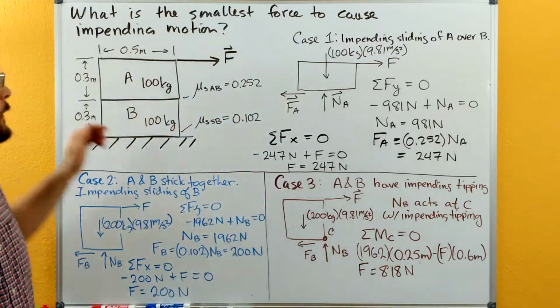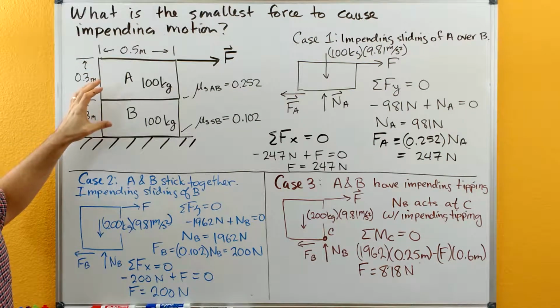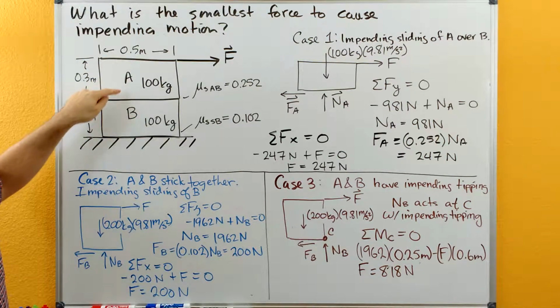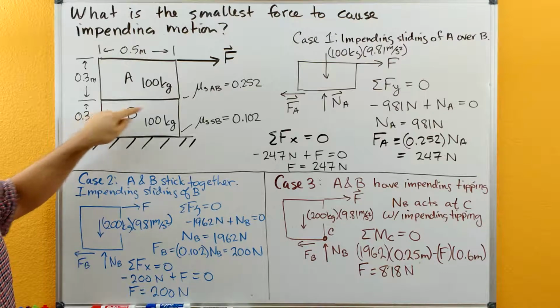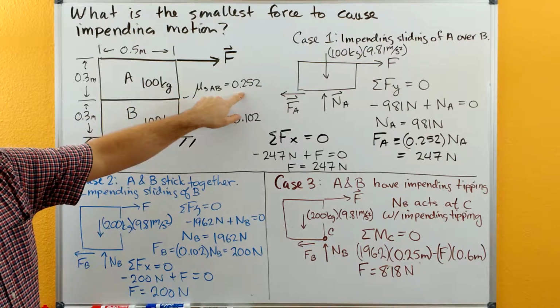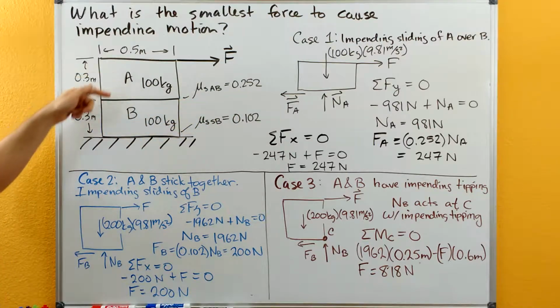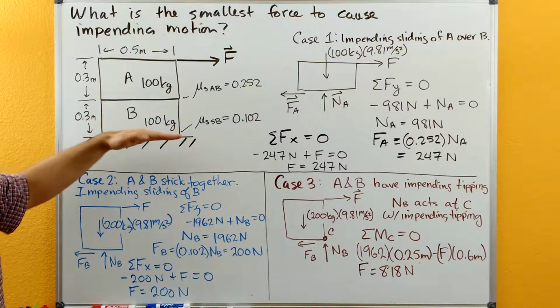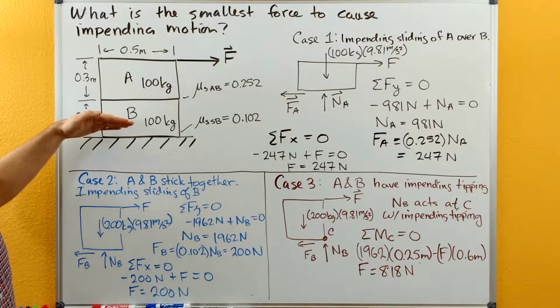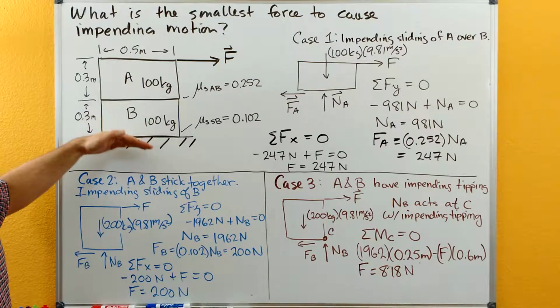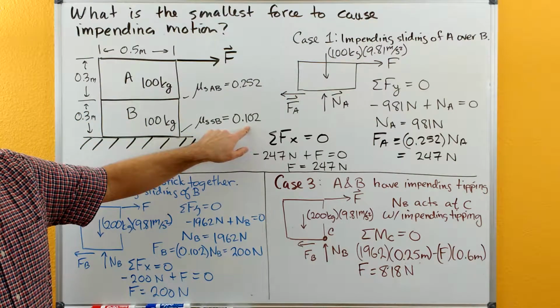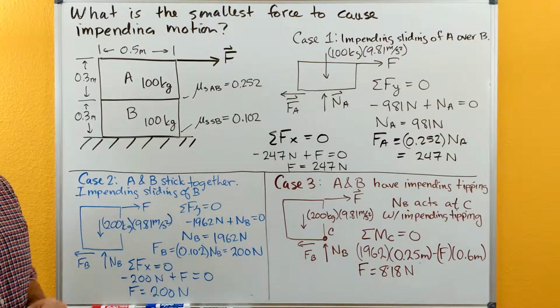So with this problem, we have two blocks that are stacked together. A and B have a coefficient of friction between each other of 0.252, and that's our static coefficient of friction. A and B are also resting on a rough surface, and the coefficient of friction between B and that surface is 0.102, also a static coefficient of friction.